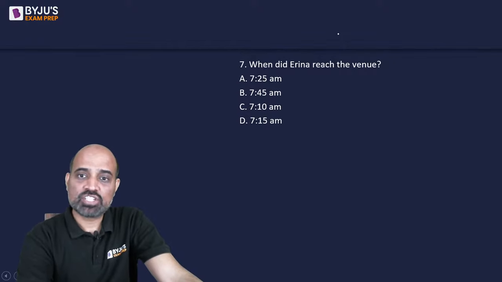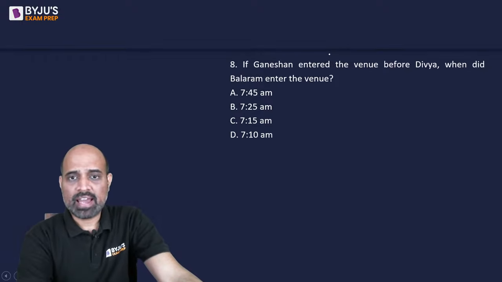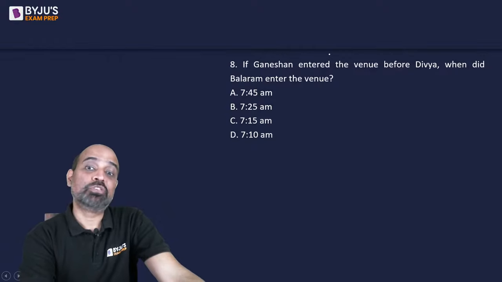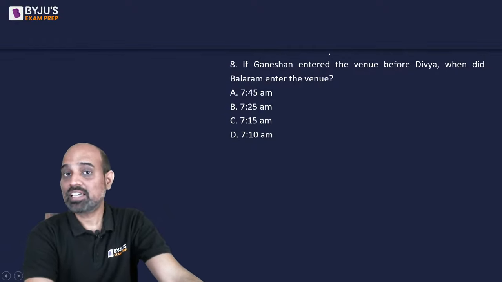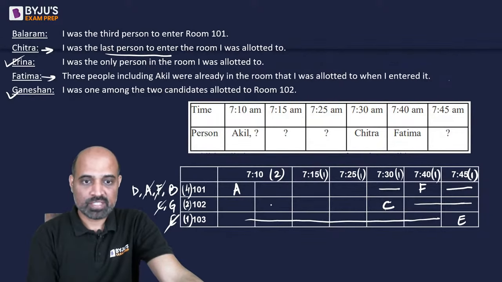When did E reach the venue? E reached the venue last, right? 7:45. Option B. And if G entered the venue before D, now see, we left those cells because we're not sure. So G entered before D.